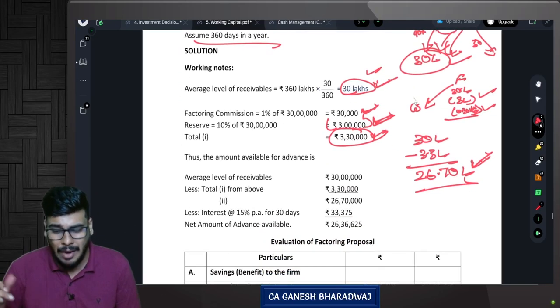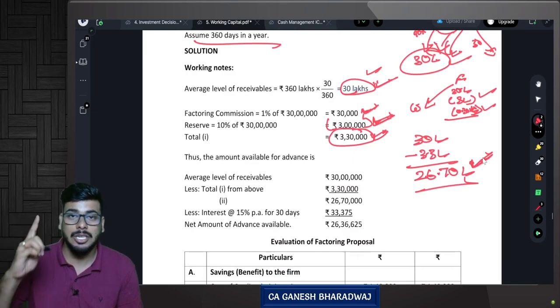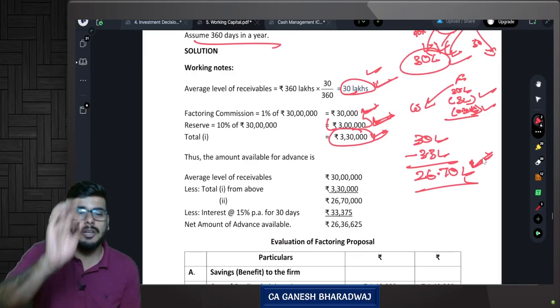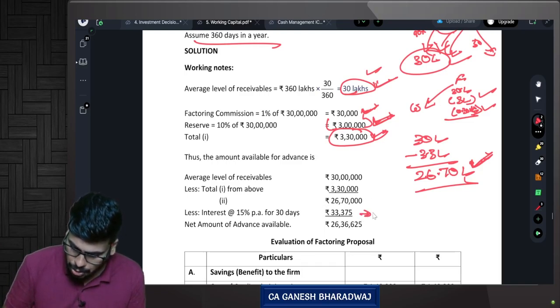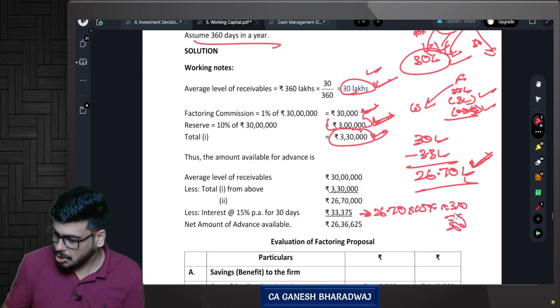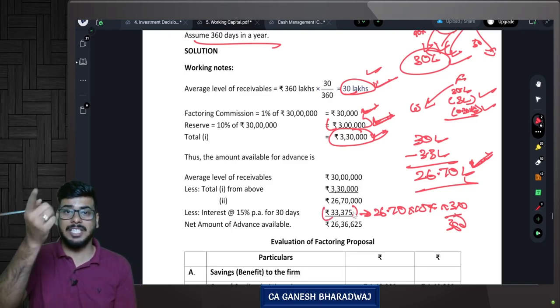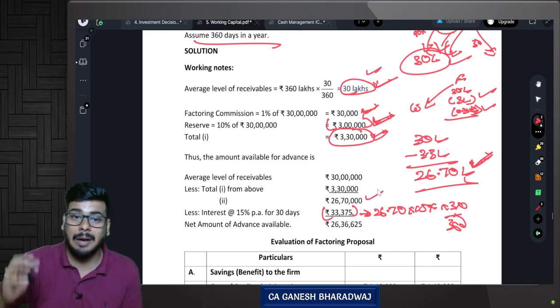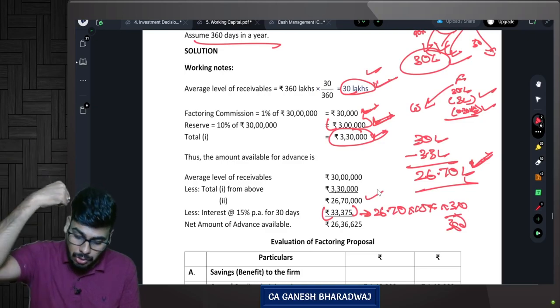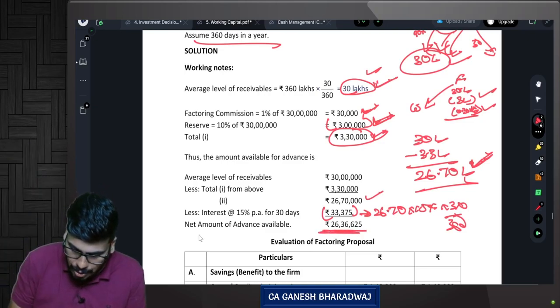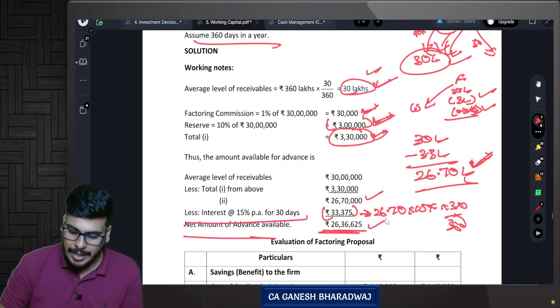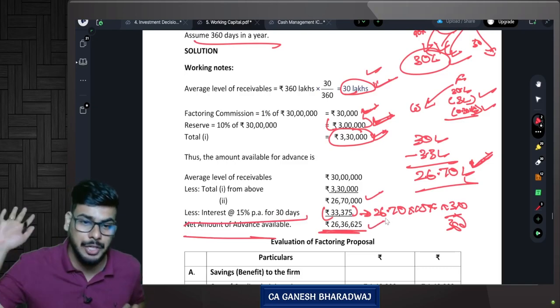So now how much amount is this factor funding him? Today itself, he's ready to pay 26,70,000. So what is the interest applicable on that? He's going to fund only for 30 days, correct? So this is going to be 26,70,000 into 15% into 30 divided by 360. So how much is this going to be? 26,70,000 into 0.15 into 30 upon 360. So this is going to be 3,375 rupees. This is payable as interest. So he's saying from this amount that I'm going to disburse to you, the interest also I will deduct upfront. So the net amount that I will release today is going to be 26,36,625. Are you clear with this calculation?